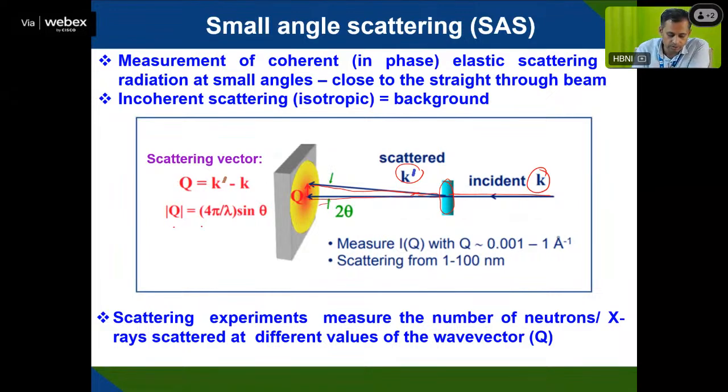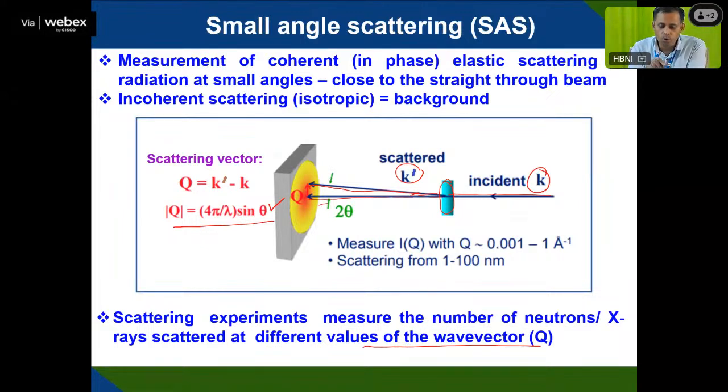So this Q is nothing but 4 pi by lambda sine theta. So it's all related to the scattering angle theta. That scattering angle mainly measures the neutron or X-ray that is scattered at different values of wave vector Q. Instead of the angle, since the angle is very, very small, we express it as a wave vector. So that is mainly the intensity of the light from a particular value. So those are the things we are considering.